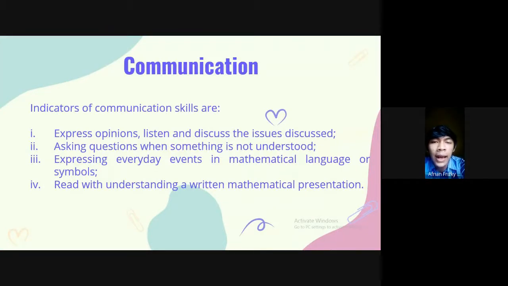And then the indicators of communication skill, we have 4 here. The first is express opinions, like listen and discuss the issues discussed. The second is asking questions when something is not understood. The third is expressing everyday events in mathematical language or symbols. And fourth is reading with understanding a written mathematical presentation.